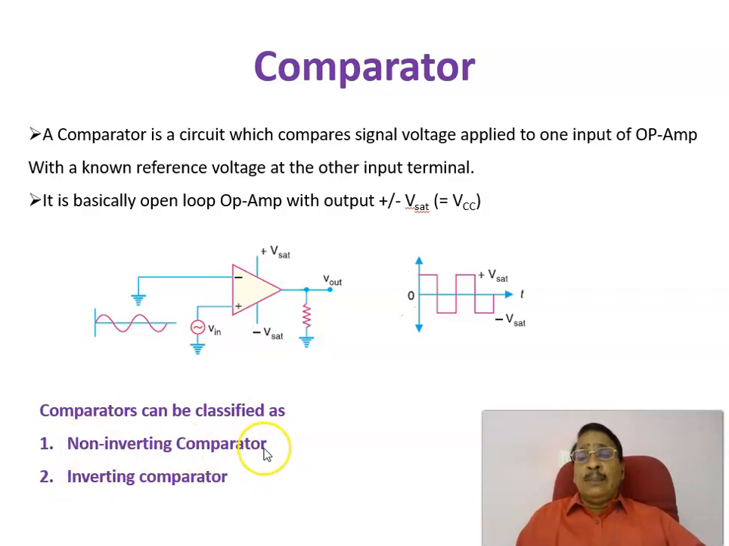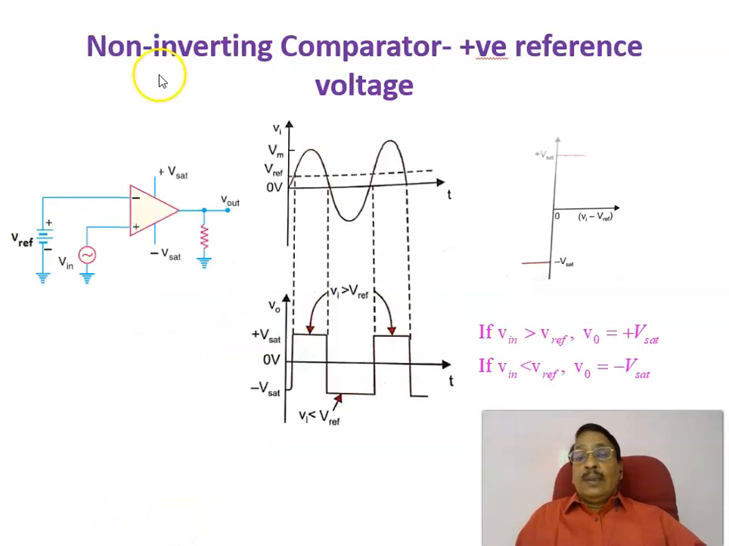In a non-inverting comparator, you are giving the input to the non-inverting terminal. Instead, if you are giving the input to the inverting terminal, we call it an inverting comparator. Now let us first see the non-inverting comparator, where you give the input to the non-inverting input. This is the input signal given to the non-inverting input. The reference signal that you compare with can be either positive, negative, or zero voltage.